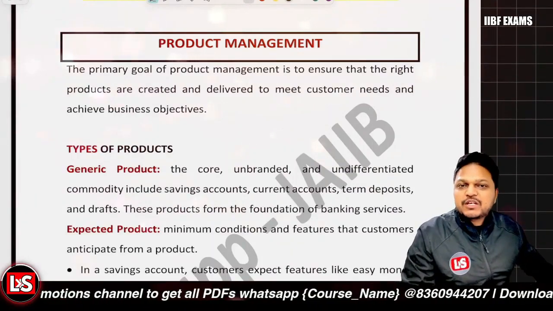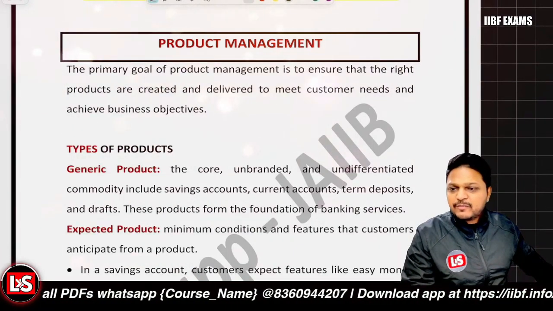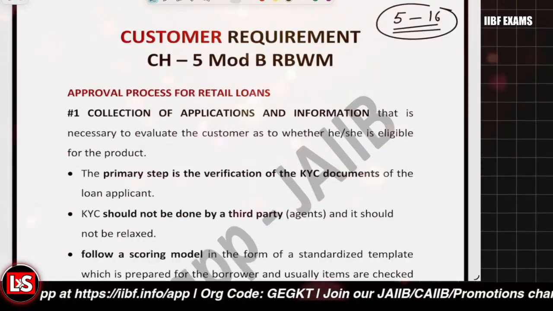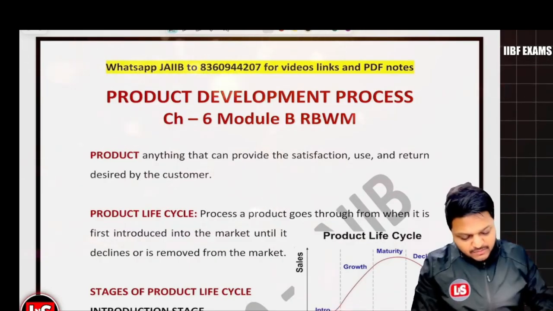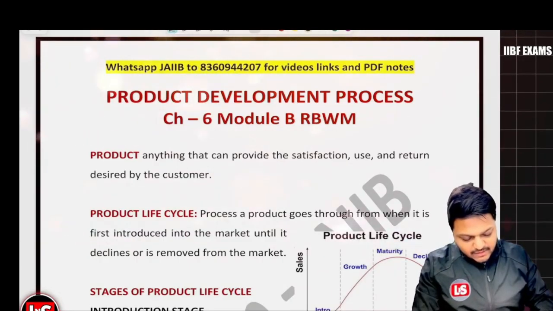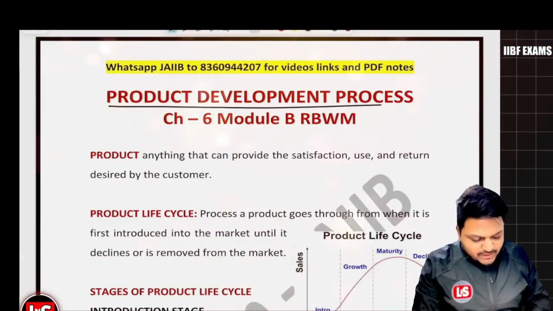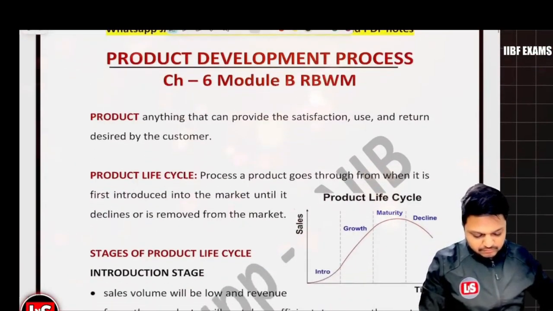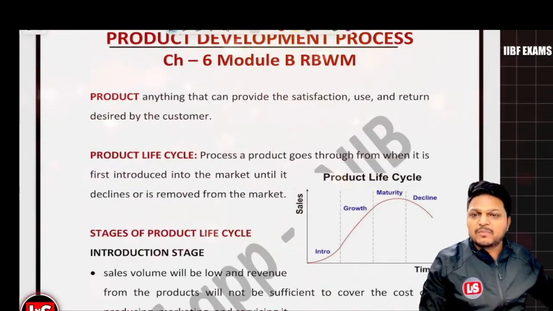Hello friends, good morning to all of you, and this is the video related to the RBWM JAIIB. It is about chapter number 6 from Module B of the RBWM, that is Retail Banking and Wealth Management, that is PDP, that is Product Development Process. That's about the product development process.